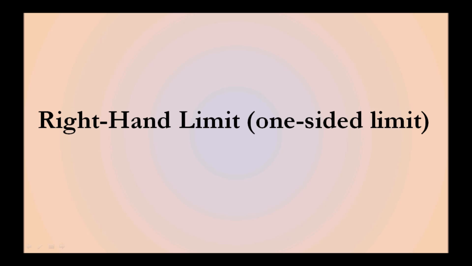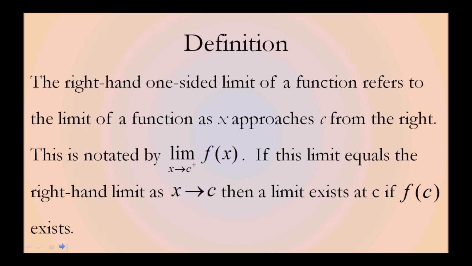Right-hand or one-sided limits. The right-hand or one-sided limit of a function refers to the limit of a function as x approaches c from the right. This is notated by the limit of f of x as x approaches c with a plus sign as a superscript. This refers to the limit as x approaches c from the right side.